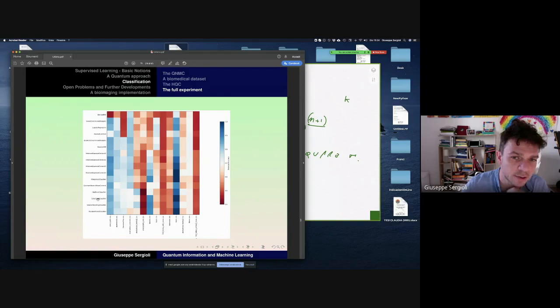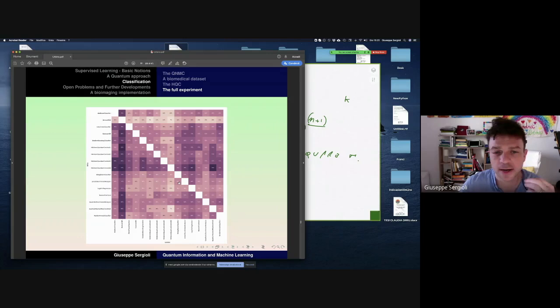If the color is closer to blue, it means that the classifier is good for this data set. If the color is red, it's not a good classifier. For each data set, you can see that the Helstrom quantum classifier is one of the most blue in each line. So it means that for each data set, the Helstrom quantum classifier is always one of the best classifiers, compared this time no more with only two or three classifiers, but with many well-performing classifiers.